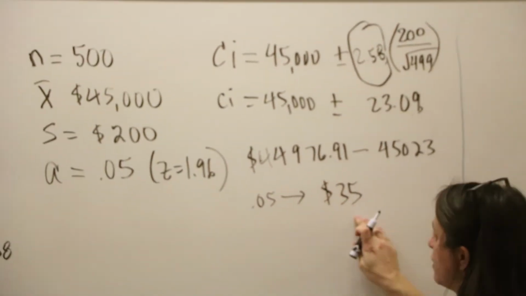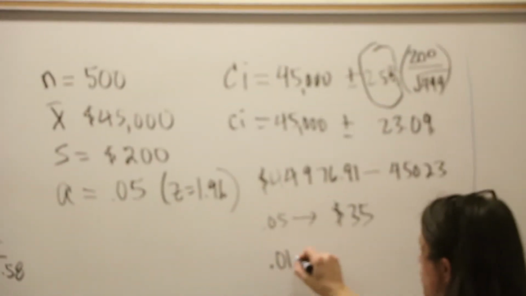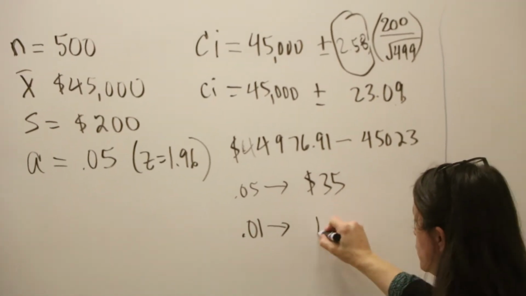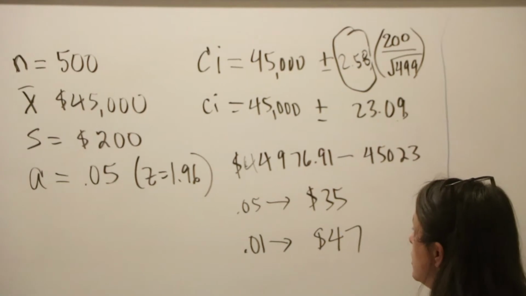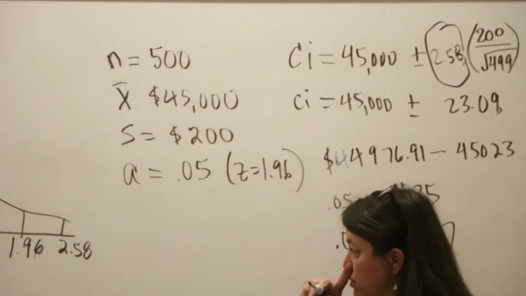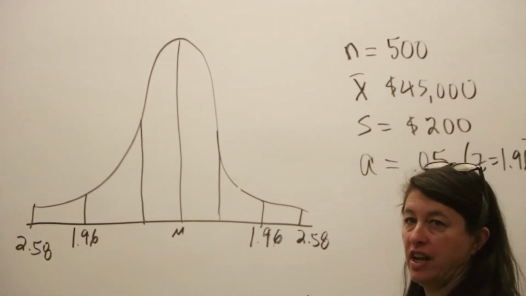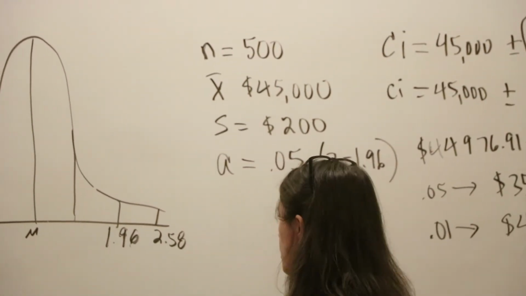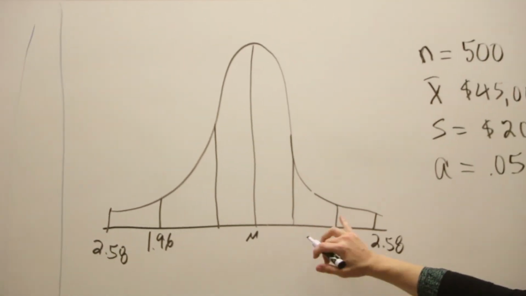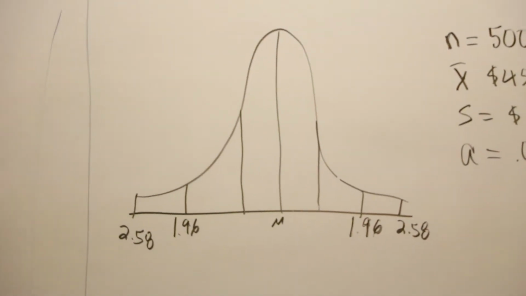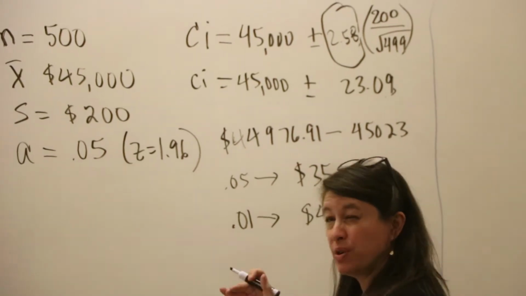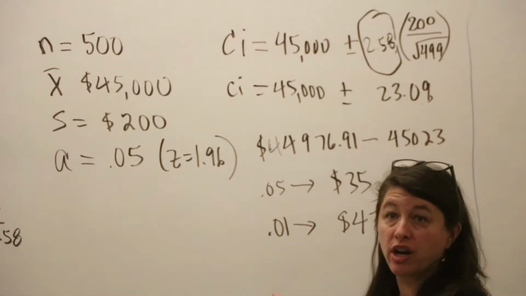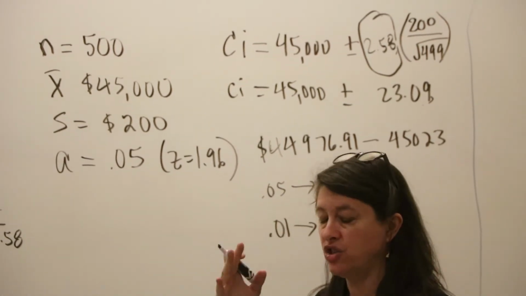Now, just so you're aware, this was our 0.05 level. We had a range of $35. This range at the 0.01 level is actually $47. It's wider. The reason it's wider is because what we gained in confidence, we lose in precision. So even though we were less confident when we had this other range, we were more precise. Not by a whole lot, but we had a more narrow range. So that's an important concept to understand.